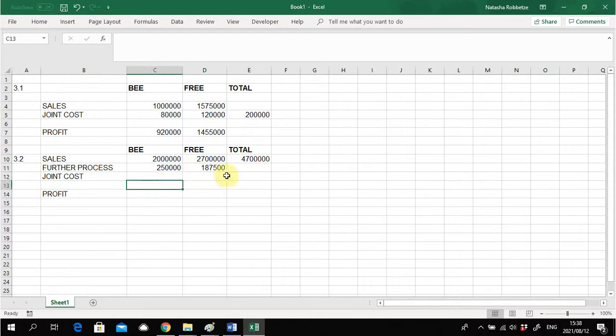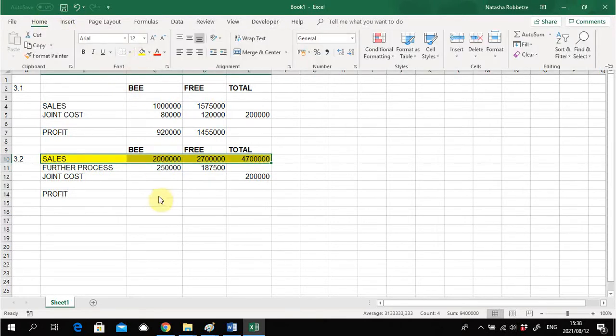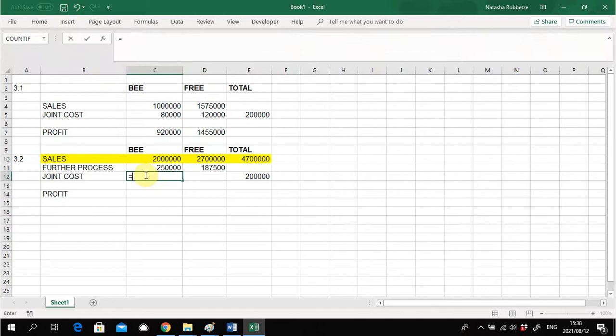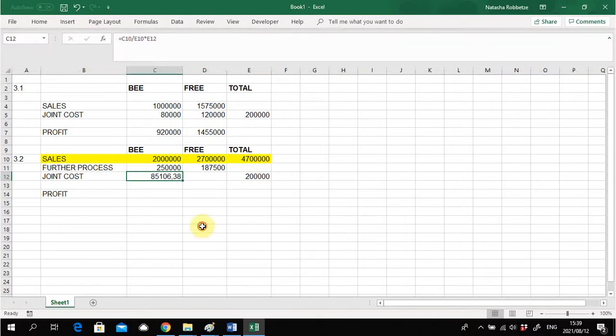And then we need to split the joint cost. The total joint cost is 200,000. And I am going to now use the sales value. So I'm just going to highlight it because I'm going to use the sales value to split the joint cost as a weighing. So the joint cost for B will be its sales divided by the total sales times the total joint cost. And please follow the instruction and just make sure that you use 2 decimal places.